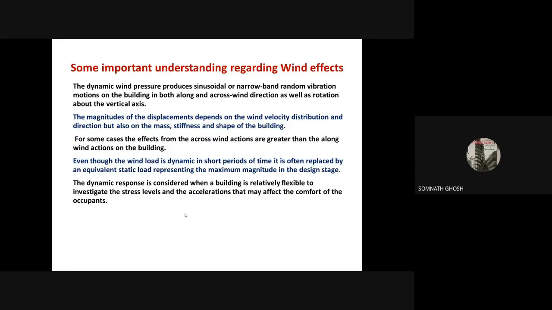You see, the dynamic wind pressure produces sinusoidal or narrowband random vibration motion on buildings, both along and across the wind direction, as well as rotation about the vertical axis. This is true. When we discuss it in detail, you will come to know. The magnitude of displacement depends on wind velocity distribution and direction, and on the mass, stiffness and shape of the building. These are all important things.